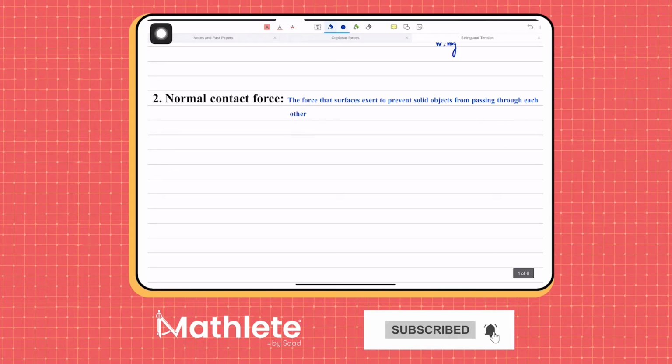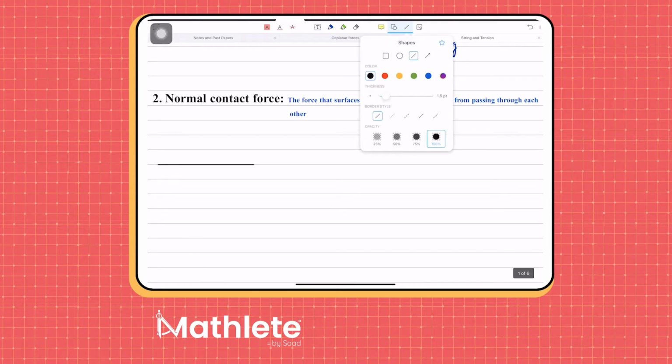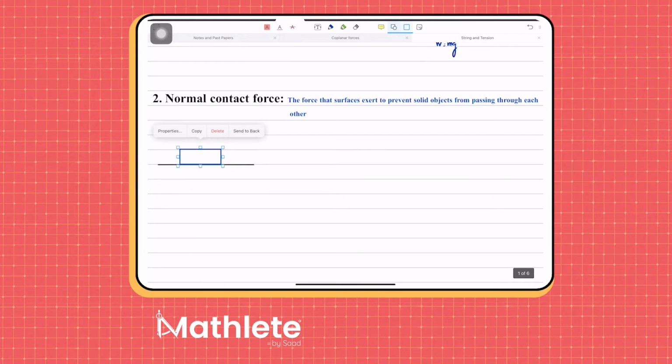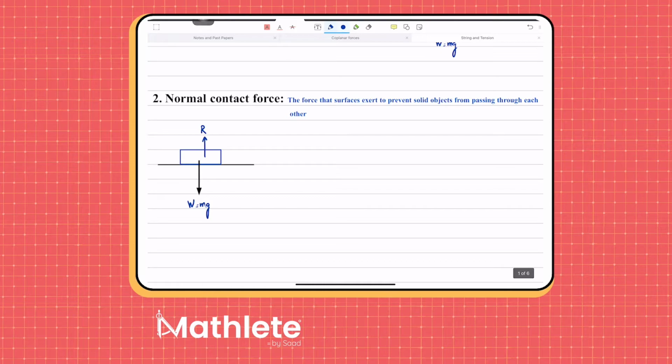So for example, let's go back to the horizontal plane. On this horizontal plane, if you have an object, why is it that this object, although it's exerting a force that's acting downwards, which is its weight, W equals mg, does not fall through the table? The reason behind that is very simple. We saw this when we were doing coplanar forces as well. It's because the surface is also exerting an equal amount of force, and that force is called the normal reaction force, which we refer to as R.